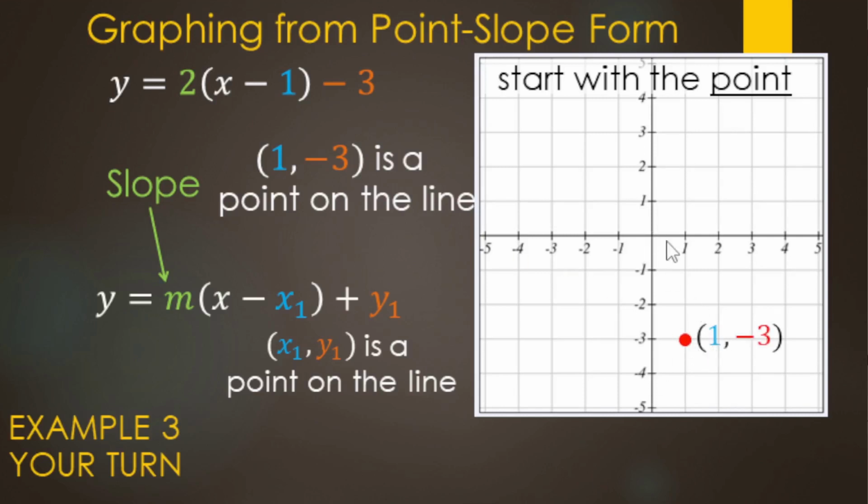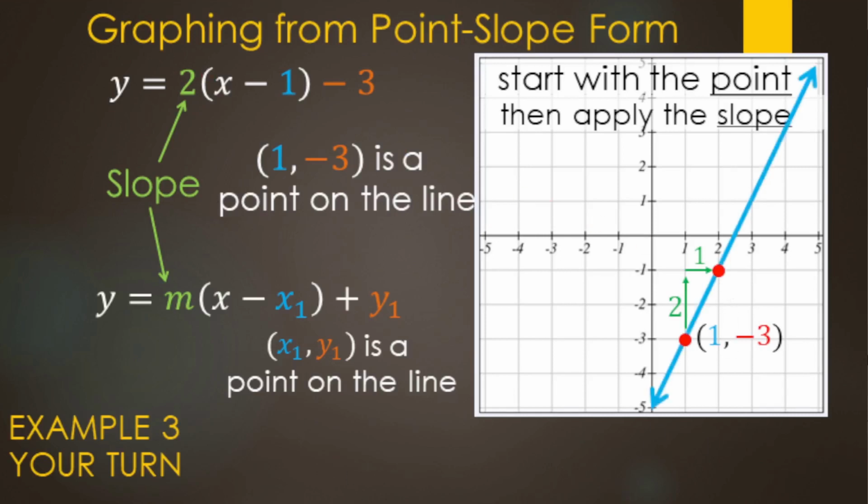So that's going to be 1 on our x, go down 3 for negative 3 on our y. There's our first point. Next up, we're going to apply the slope. So in this case here, the slope is a 2. Now we are thinking rise over run. So that's going to be up 2 and then to the right 1, right? So in our brains, it's 2 over 1. So that way we can do rise over run. And there's going to be our second point there, and draw the line through both points, and boom, there's our line.